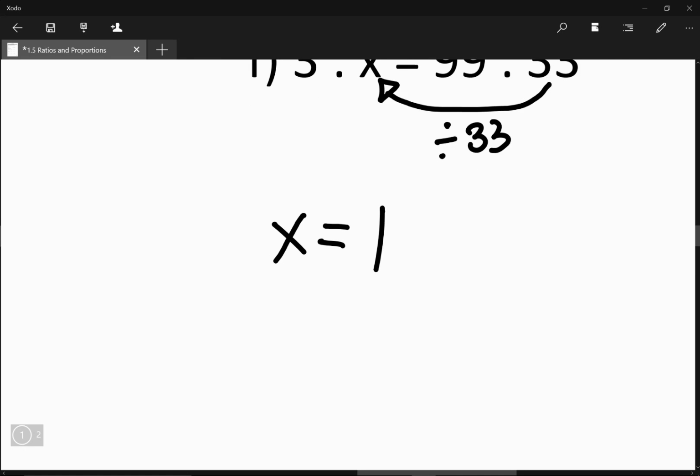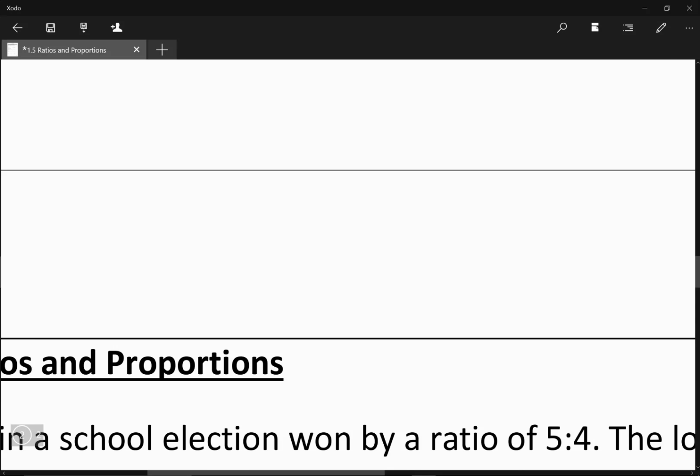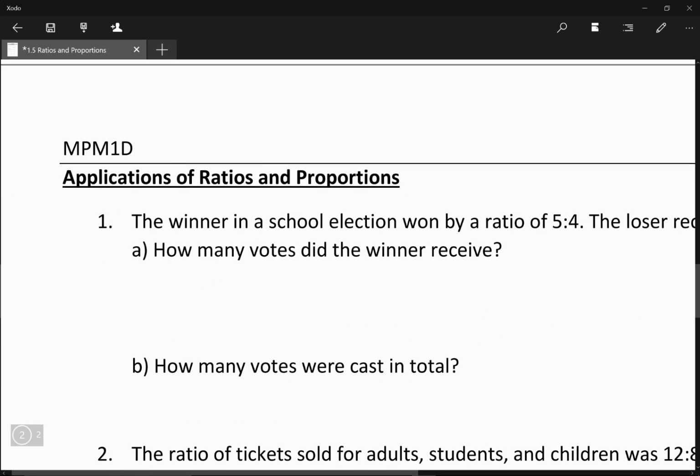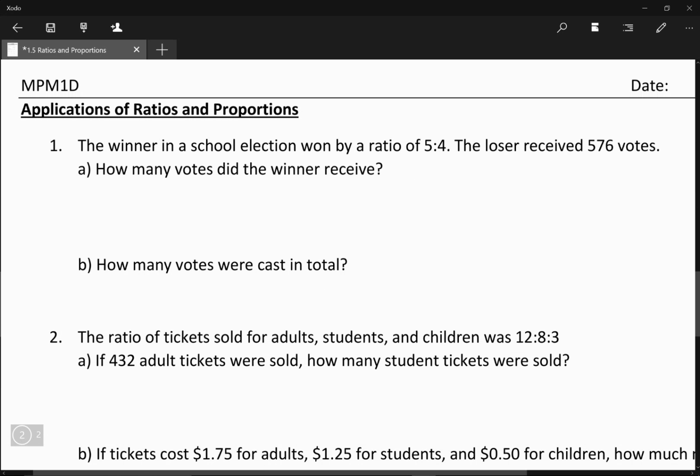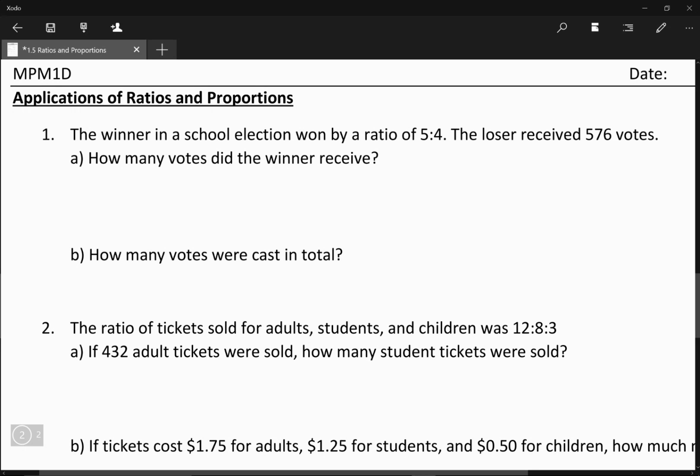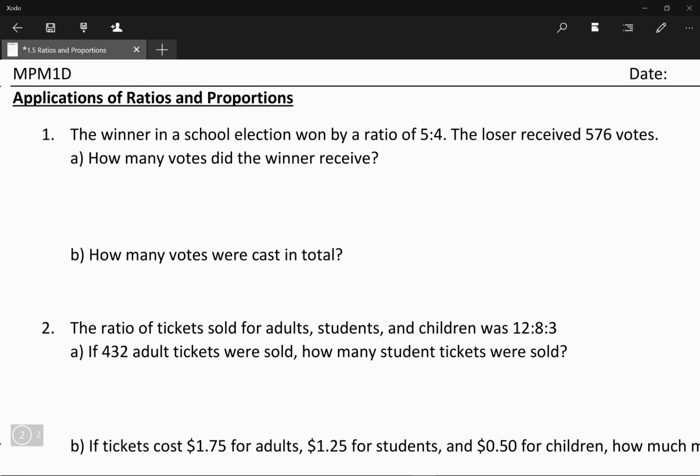Okay, let's do some applications. So the winner in a school election won by a ratio of 5 to 4. The losers received 576 votes. How many votes did the winners receive?